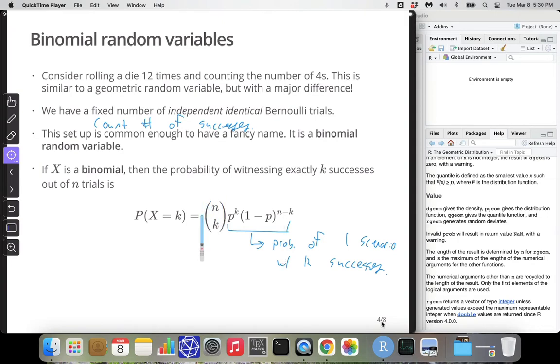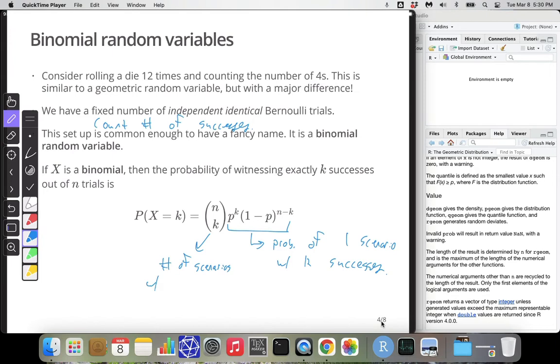Now, n choose k has a nice interpretation. It's the number of scenarios with exactly k successes.